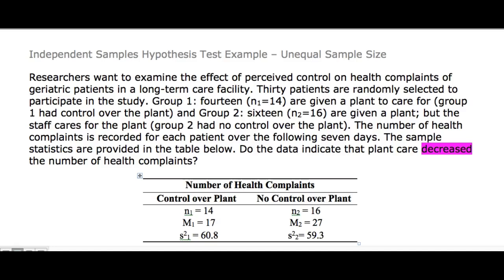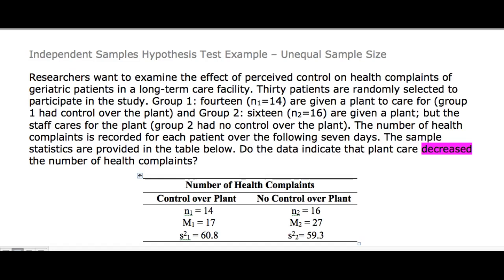Hello everyone. In this video I am going to work through an independent samples t-test with unequal sample size. So here we go. Researchers want to examine the effect of perceived control on health complaints of geriatric patients in a long-term care facility. 30 patients are randomly selected to participate in the study.